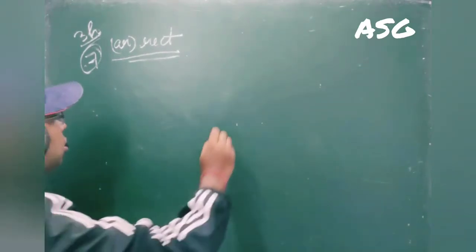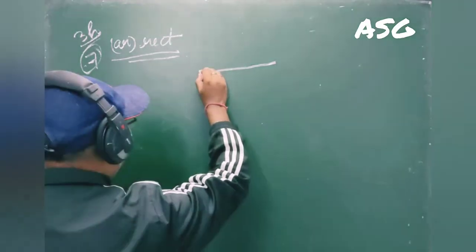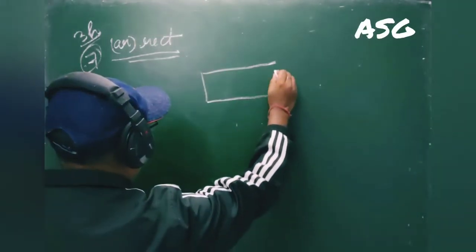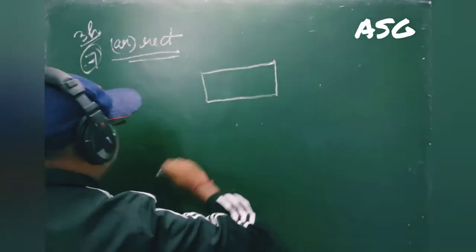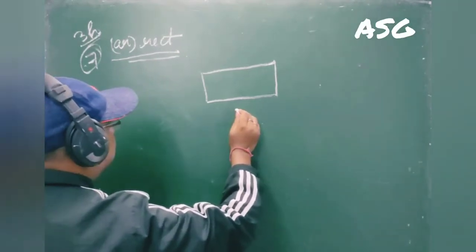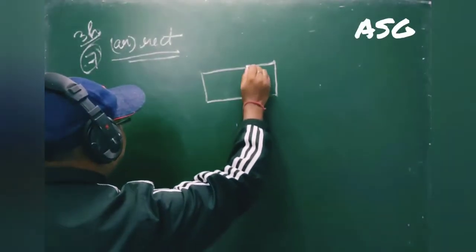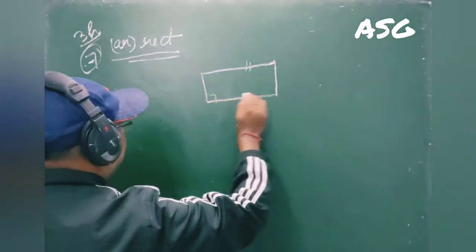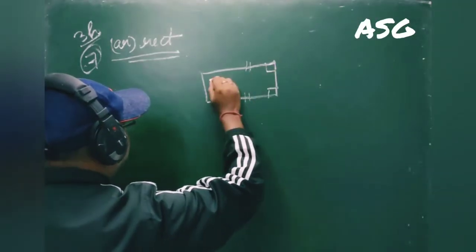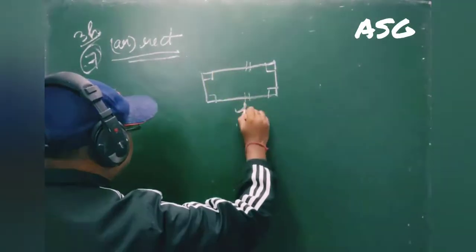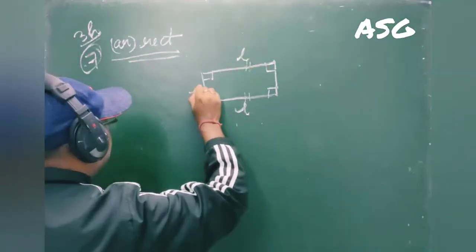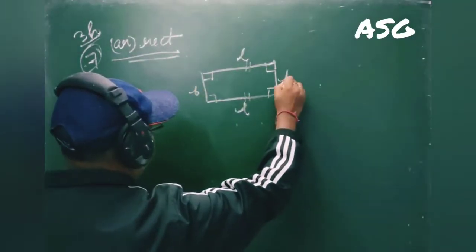As you know, a rectangle means a four-sided quadrilateral figure whose opposite sides are equal and parallel, and each angle is 90 degrees. Opposite sides are equal and parallel. So this is L, this one also L. This is breadth, this is also breadth.